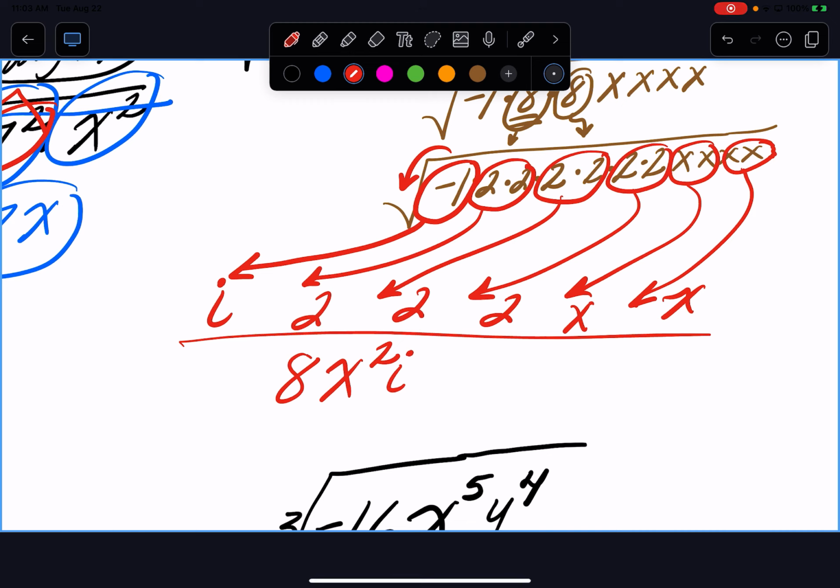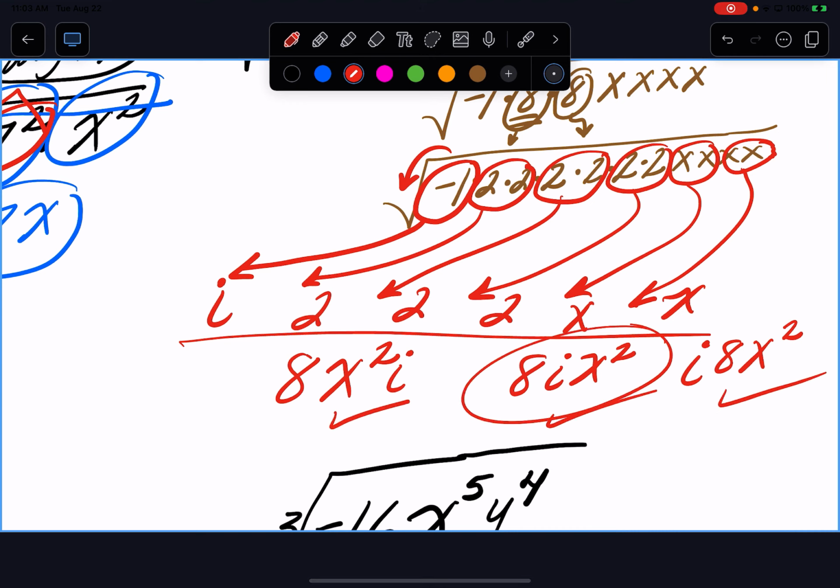Want to know the most common way people write it? They usually go 8ix squared. Does order matter? No. Multiplication doesn't matter. Could I go like this? i8x squared. Yes. This equals this equals this. You're going to see me write it like this because that's just what has become the norm in math. But it's not mathematically better. It's just the norm. Are we all good?